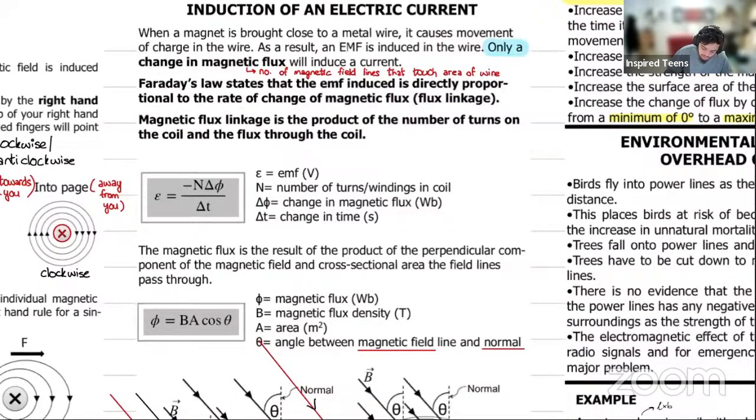Only change in magnetic flux will induce a current. So remember we said that magnetic flux is basically, if we just use a rough informal definition, the amount of magnetic field lines that touch the conductive wire.